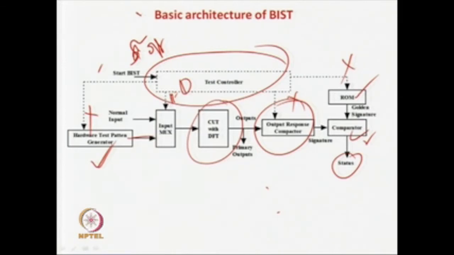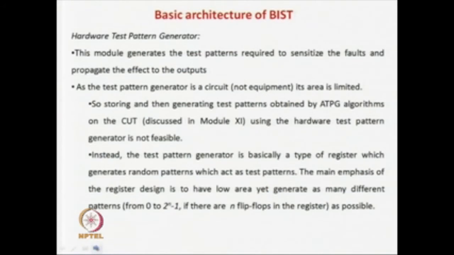So, whenever you want to do a BIST, you make m equal to 1, this is connected, you start operating all this, and get the result status. Once the BIST is done, the test controller will make m equal to 0. So, the normal input will go through, and the BIST part of the circuit will be switched off. That is saving power. So, that is basically the BIST architecture.